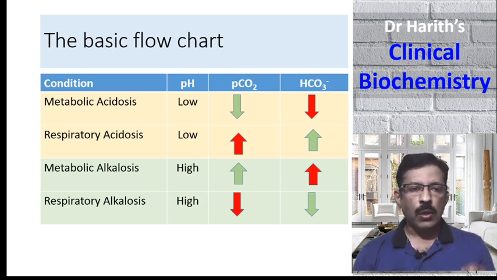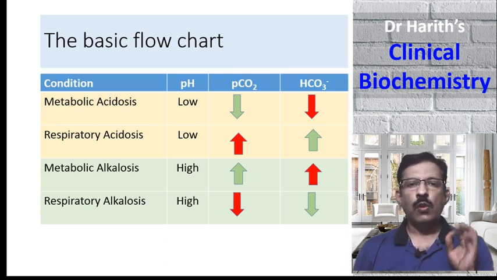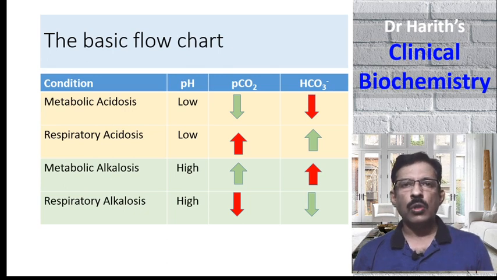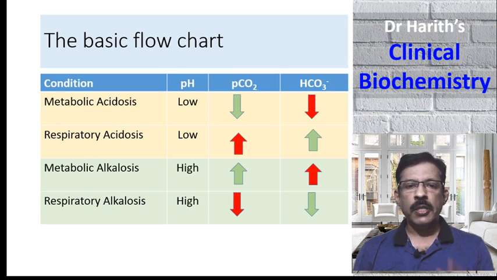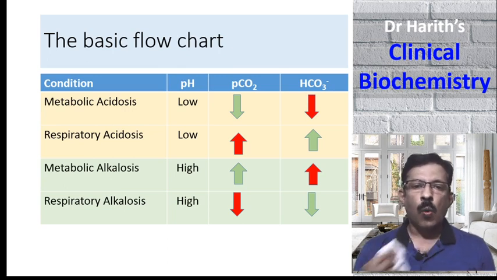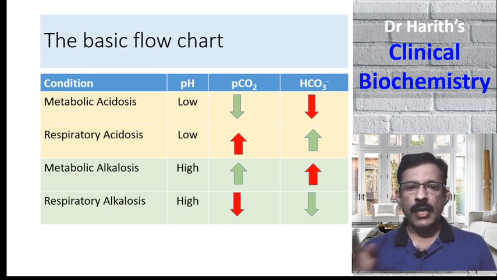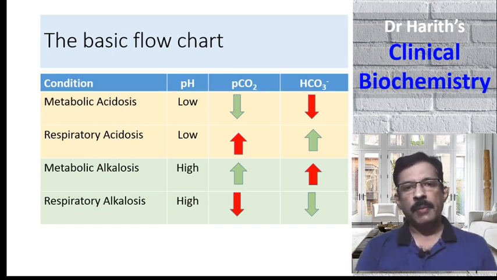So whenever you look at an ABG report, first look for the pH. Come to a conclusion whether it is acidosis or alkalosis. Then read the PCO2 and the bicarbonate levels. There you will be able to understand what is the primary precipitating event, and you will also get an insight into whether a compensatory mechanism has occurred or not.